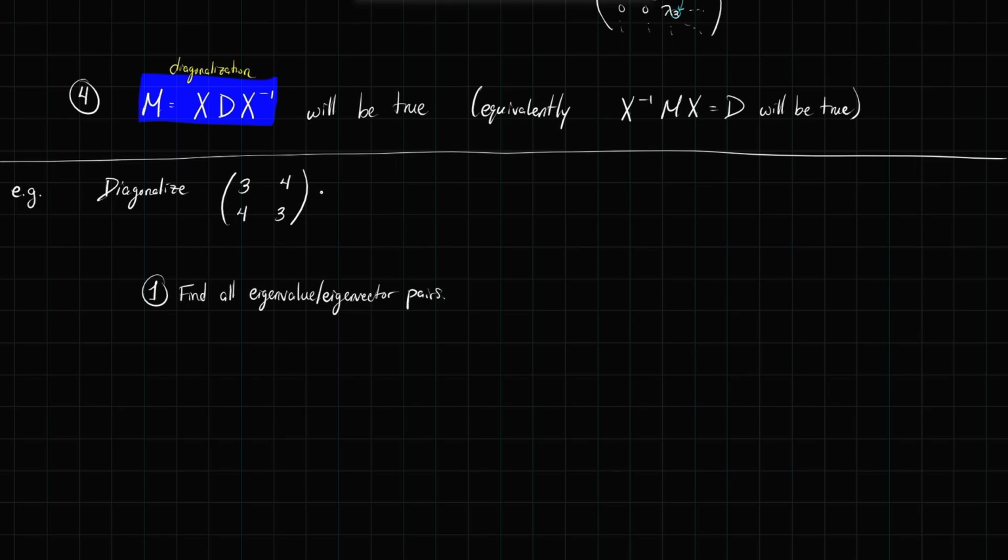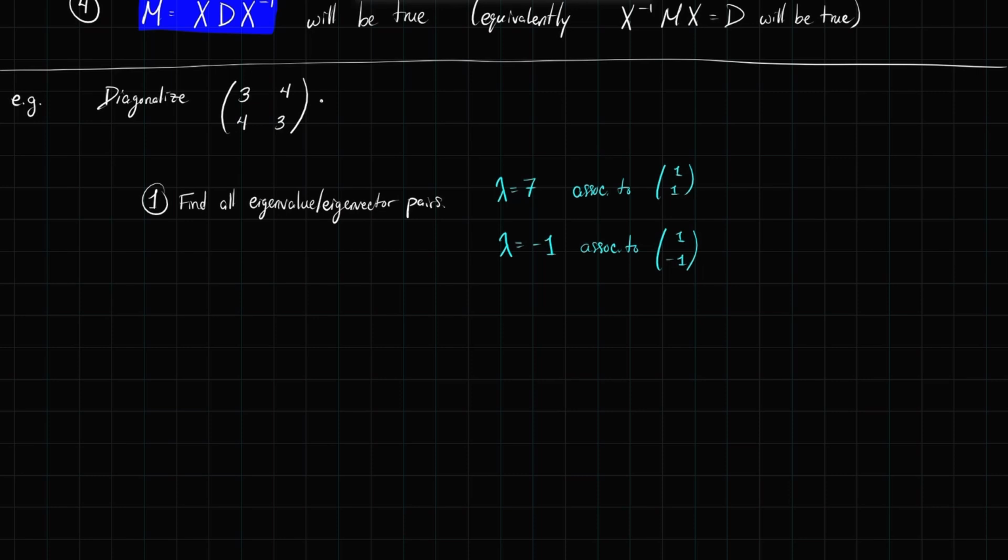So the eigenvalue, eigenvector pairs we discovered in the last video: there was lambda equals 7 and lambda equals -1, and they were associated to the pairs, 7 associated to 1, 1, and -1 associated to 1, -1. So if you don't believe me, go ahead and watch that other video again. I walk through it all.